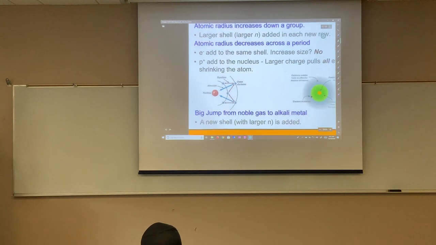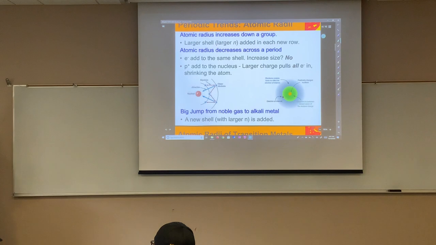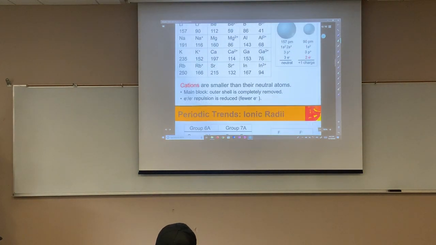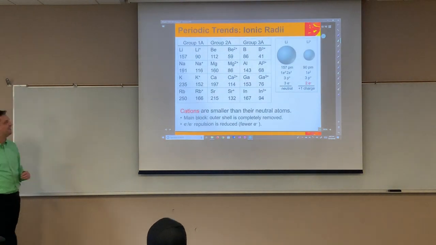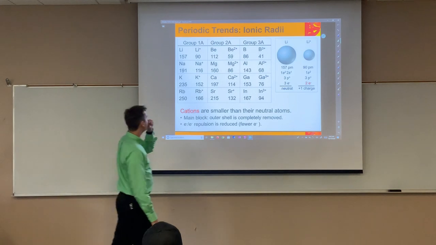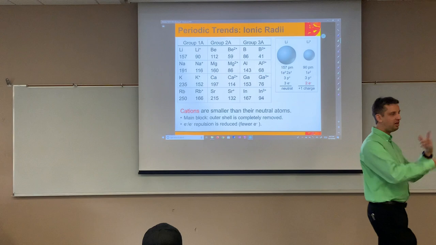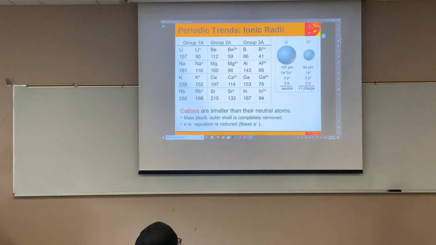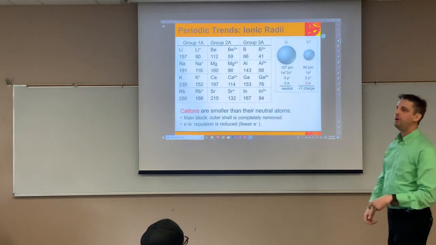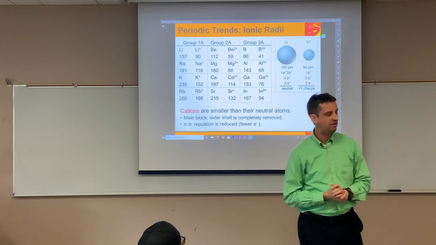Can you guys guess what the next thing we're going to talk about is? See, we talked about cations, so we'll get there in just a second. So let's think about this for just a second then. As I kick electrons off, my ionic radius would get smaller. What happens if I continue to kick electrons off?